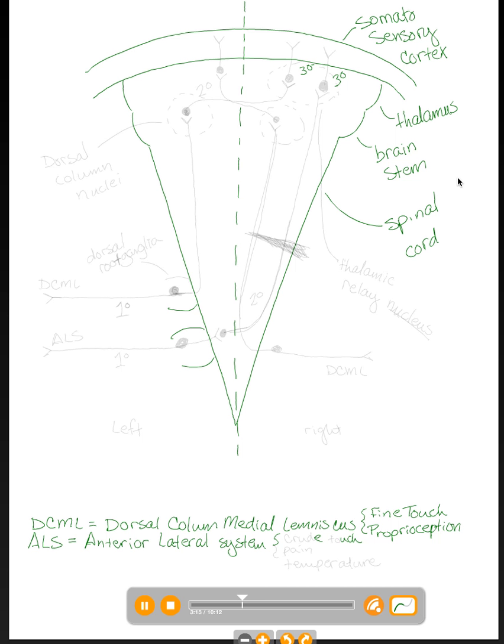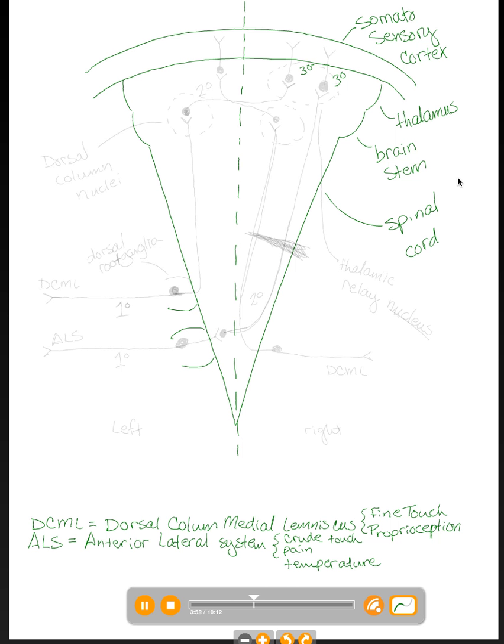The anterior lateral system is slightly different because it brings in information about crude touch, so harder touch, pain and temperature. Make sure you memorize which type of stimulus goes through which system, because that will definitely be something he focuses on. Both of these pathways are pretty similar. There will be 3 neurons, a primary, a secondary, and a tertiary neuron. The only difference between them is where they synapse onto each other.